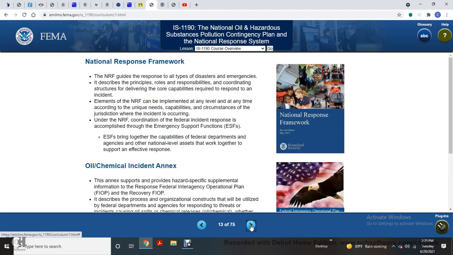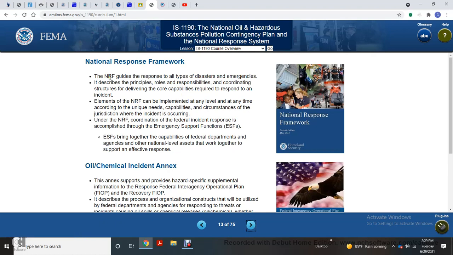Alright, your National Response Framework. The National Response Framework guides responses to all types of disasters and emergencies. It describes the principal roles and responsibilities, coordinating structures, and delivery of the core capabilities required for response to an incident. Elements of the National Response Framework can be implemented at any time, according to the unique needs, capabilities, and circumstances of the jurisdiction where incidents occur.